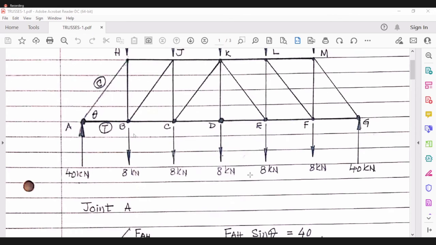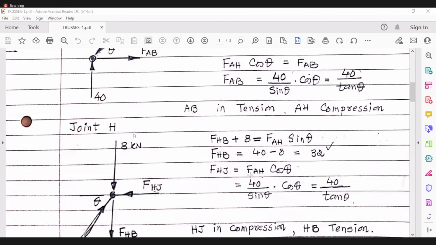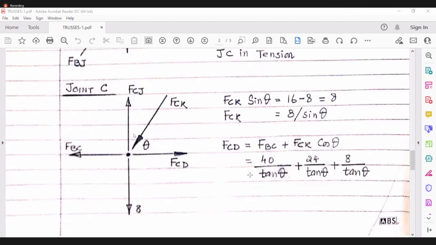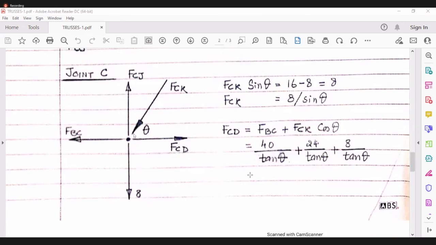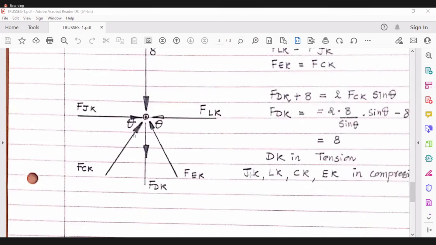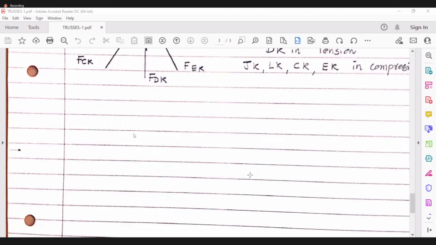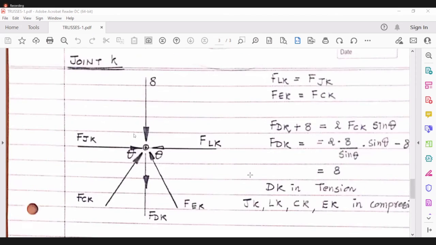We have to come to point C first, and point C is analyzed over here. The trick is very much the same. I am putting this on the Moodle, so you study it yourself. Thereafter there is a joint K. Joint K is on the top, and it is analyzed in more or less the same way.